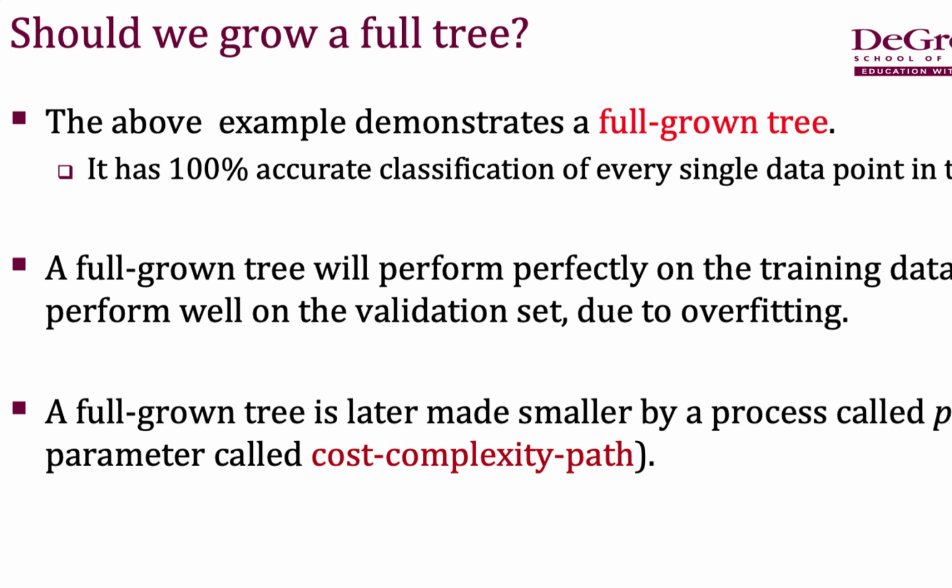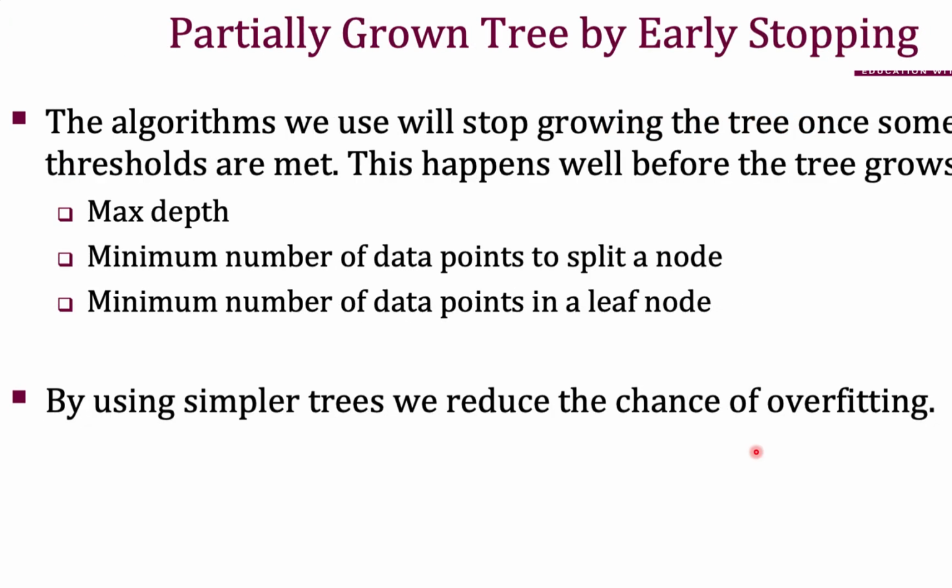There's some parameter value called cost complexity path for the pruning process, which we will use for controlling the complexity of the tree in Python codes. But we don't go to the details. The idea is that there's something we can use to control the complexity of the tree, right? And also there are some rules of thumb which are also useful. Like we can control the maximum depth of the tree.